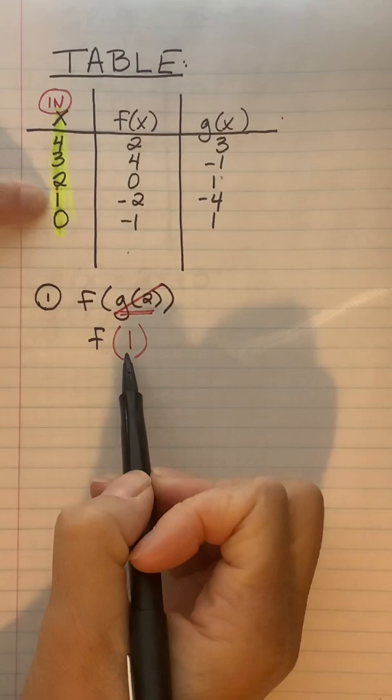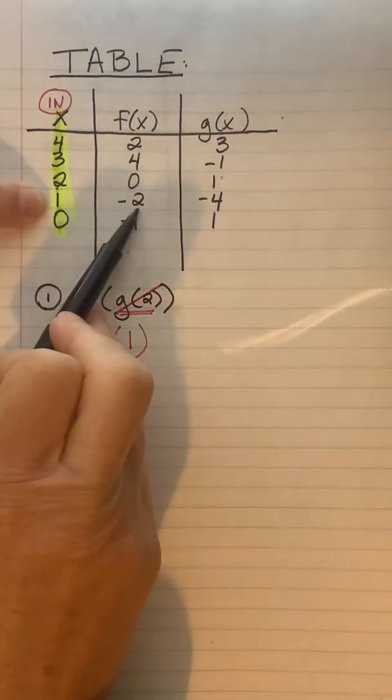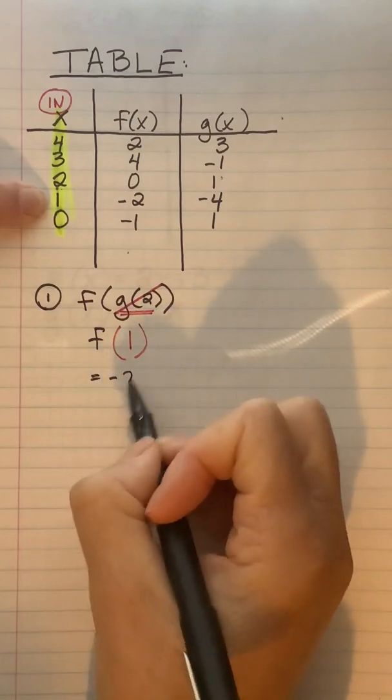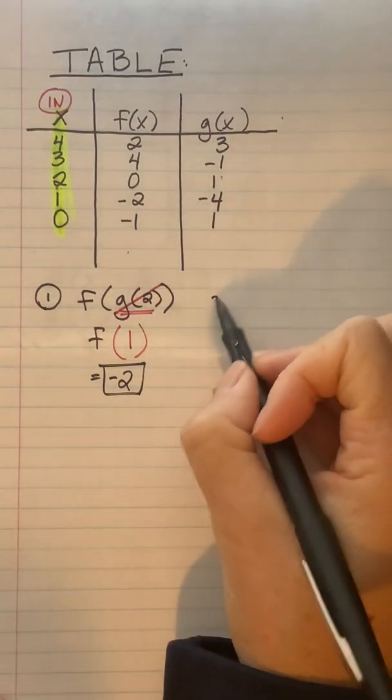Jump to my f. f of 1. Now you have to go back to your inputs. f of 1 is -2. So my final answer is -2. It's a little bit like a snake, going from one to the other. All right, let's try another one, number 2.